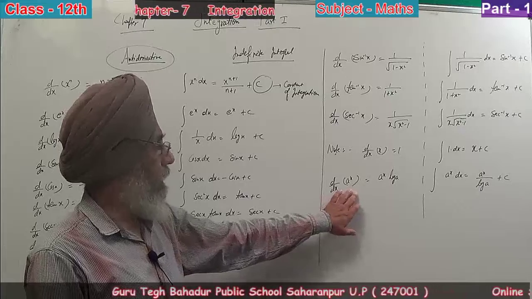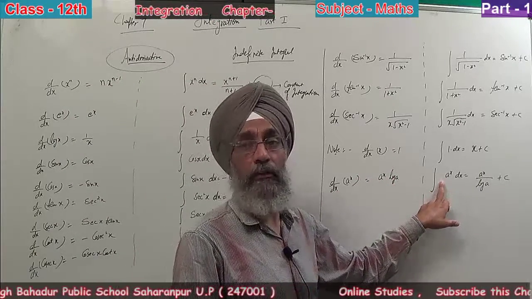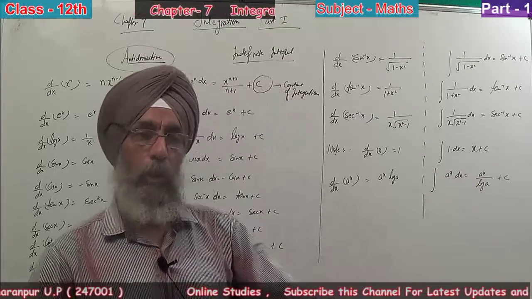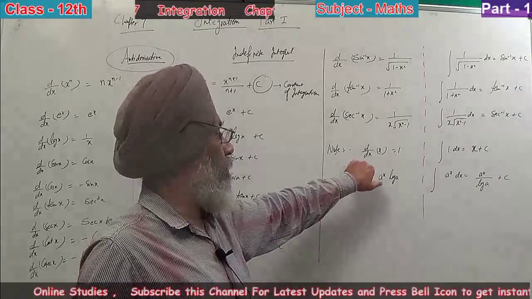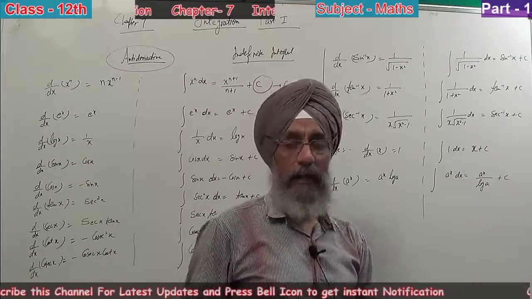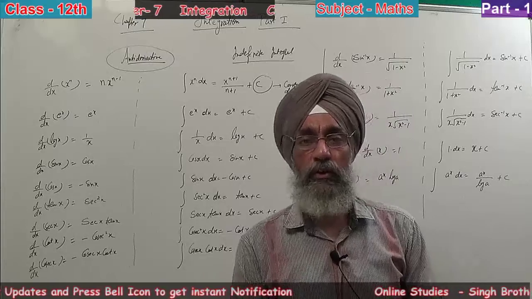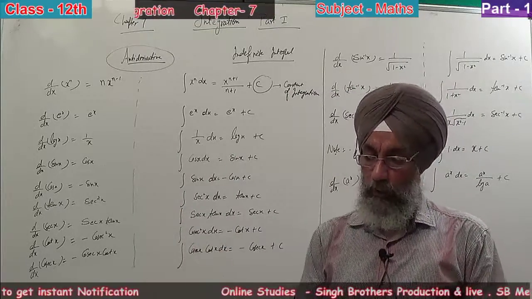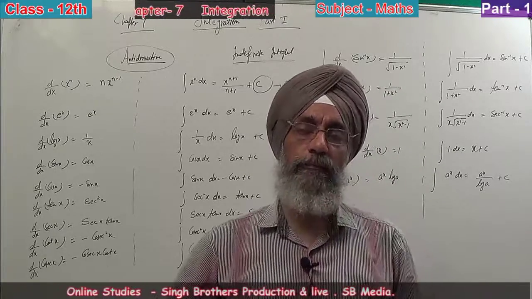Differentiation of a to the power x is a to the power x log a, and if we take the integration of a to the power x, where a is a constant, then it is a to the power x upon log a plus c. You must note here that differentiation of x is 1. So, integration of 1 is x. Those are the basic formulas which I have written here, comparing with differentiation. You must learn these formulas as you have to apply them in this chapter. Now, further we discuss the questions which are given in this chapter.